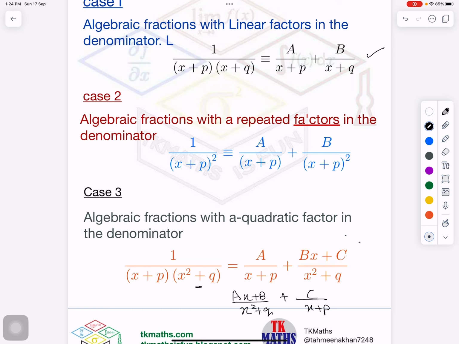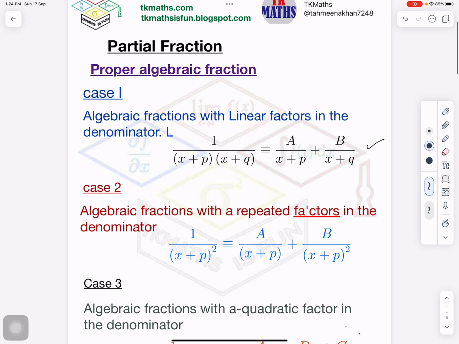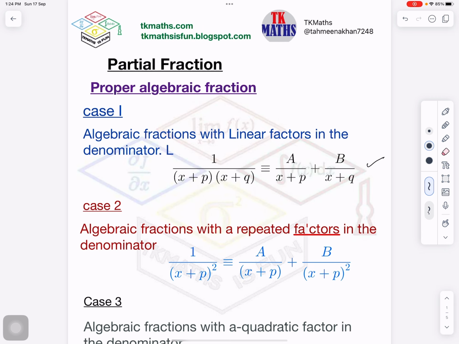So now this is the way we... and these are 3 lines, sorry, here identity, because these are all identity. So this is how we split the algebraic fraction which has a quadratic denominator. Now one thing is very important. If you see here, I have written here proper algebraic fraction. Now what does it mean, proper algebraic fraction?